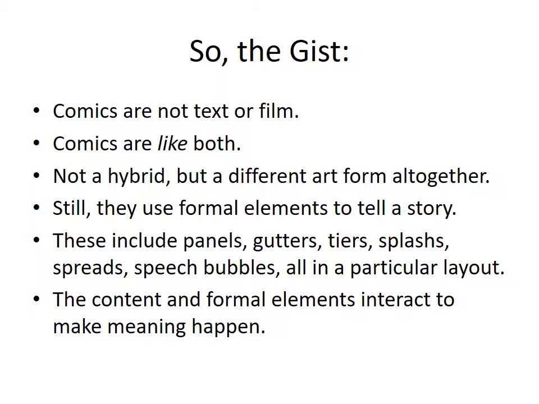Okay, so the gist of what's happening. Comic books are not text or film. Comic books are like both of them, but they're not a hybrid of the two. They're a totally different art form. But they're still, like all art forms, using formal elements to tell a story. The comic book formal elements include panels, gutters, tiers, splashes, spreads, speech bubbles, and they all happen in a particular layout that tells a story. And the content and formal elements interact to make meaning happen.